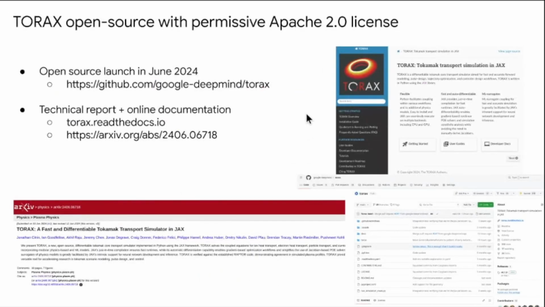No surprise at an open source conference that TORAX is open source. It has Apache 2.0, which is quite permissive. It launched almost a year ago now, and please see the online documentation and arXiv paper that we released, and poke around the repository.